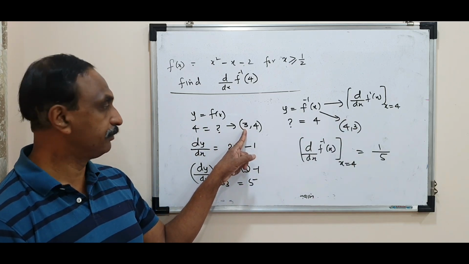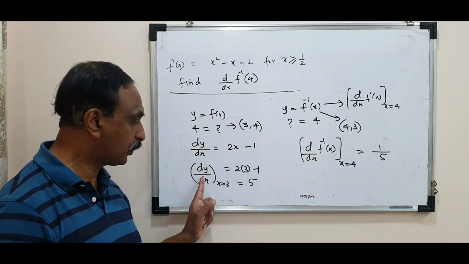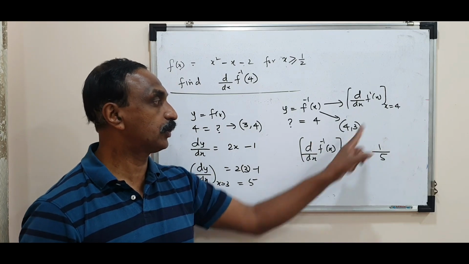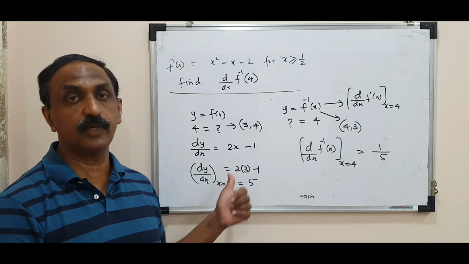So x will become 3 in the function. So you need to calculate the derivative at x equal to 3 and take the reciprocal. You will get the derivative when x equal to 4 in the inverse function. So the x coordinate and y coordinate get interchanged. That's why we have to do that.